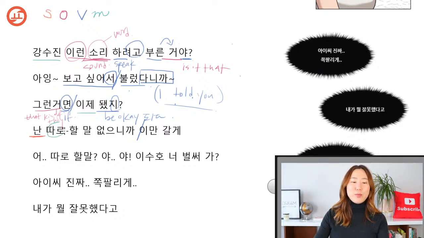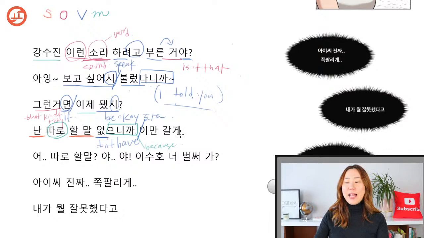따로, separately. Separately, privately. 할 말. Words to say. But I'm gonna use subject because 없다, you cannot have an object. That's why. So, don't have. I don't have words to say separately. Therefore, you can interpret as because of this or therefore. But you can think of it as because. Because I don't have anything else to say, 이만 갈게. I will leave. I will go for now.